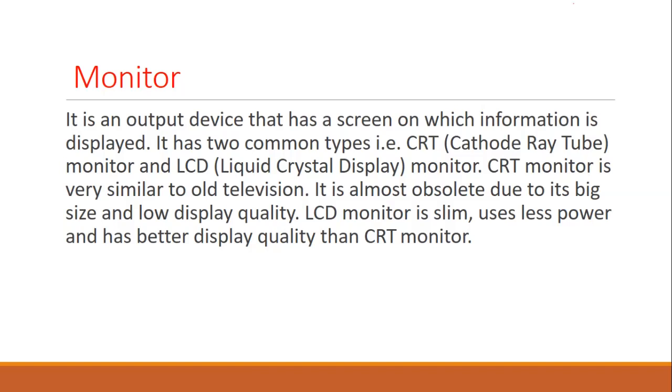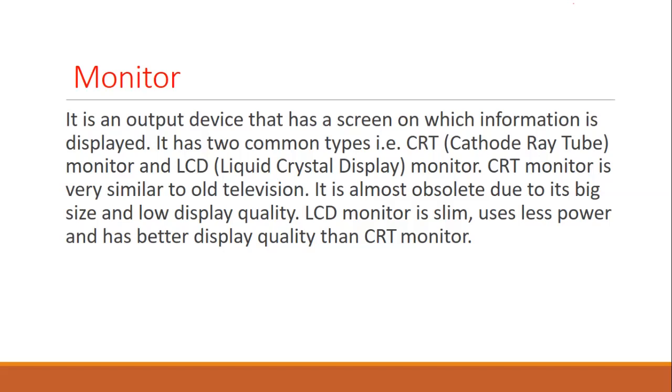And LCD is actually slim and has better quality than the CRT monitor. It is actually slim and has less power consumption and better quality than the CRT monitor.